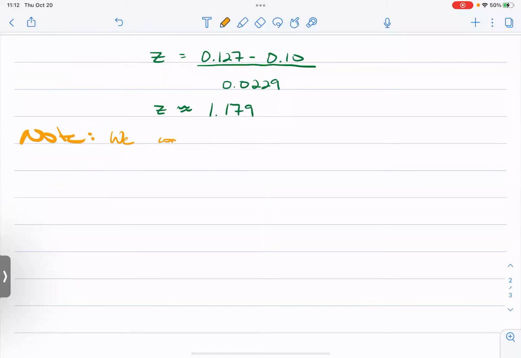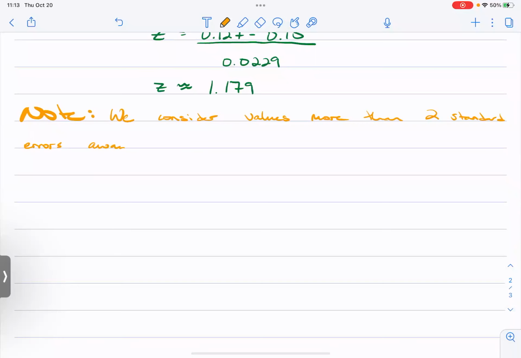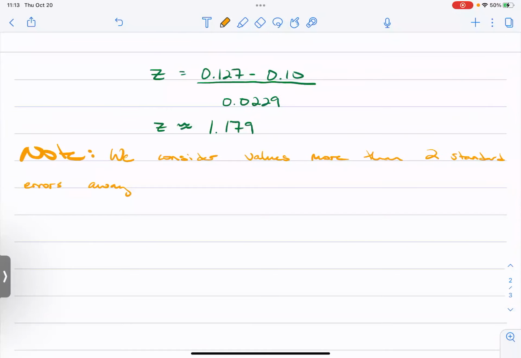But we consider values more than 2 standard errors or 2 standard deviations away to be extreme. We consider values more than 2 standard errors away from 0.10 to be extreme.